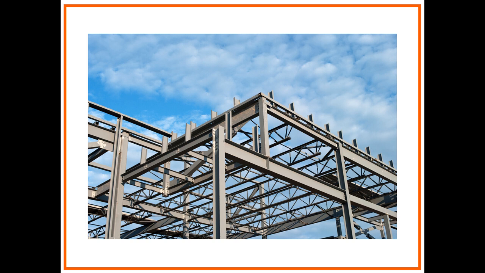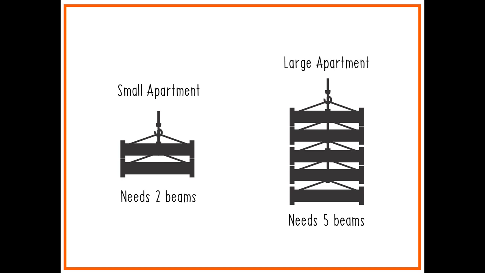A beam is a long piece of metal or wood. It goes on the ceiling of a building to help keep the roof in place. Clark knows that each small apartment needs 2 beams. Each large apartment needs 5 beams.